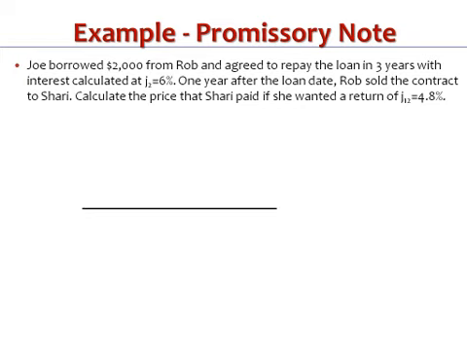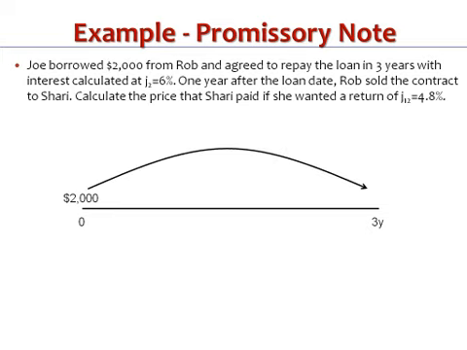All right. So I'm going to set up a little timeline first. At today at 0, and I'm going all the way out to 3 years here. That's when the loan is supposed to be paid back, or when the promissory note is due. So Joe borrowed $2,000 from Rob, so that's at the beginning, and he's going to pay that back with interest at 6% at the 3-year mark. We have to first find the maturity value of the loan to see what Joe is really supposed to pay Rob at that 3-year point.